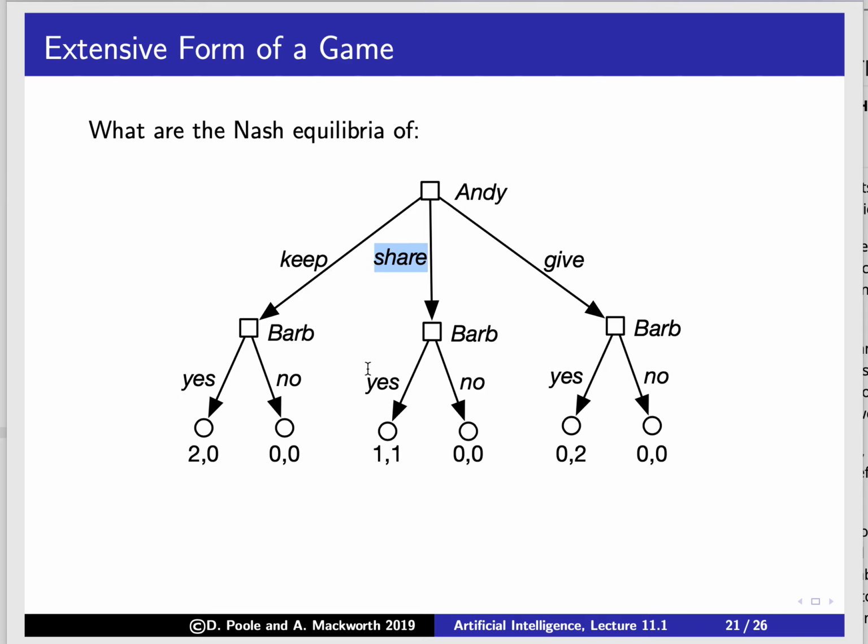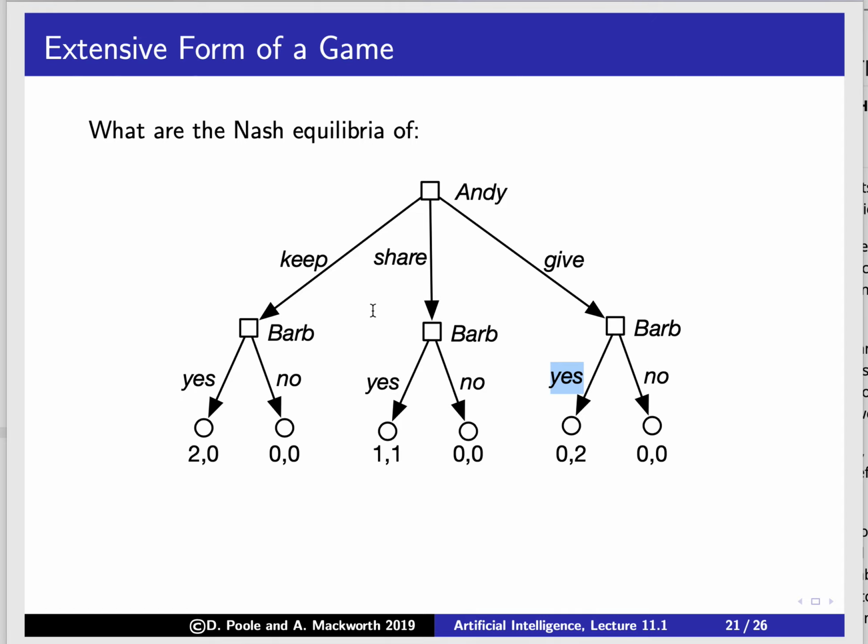So for example, Andy's sharing and Barb's saying yes, but we also have a Nash equilibrium as we've got to work out what Barb would do in other situations as well. So it could be Barb would say no here, yes here, and yes here. Turns out that's a Nash equilibrium. No, yes, yes. So neither of them is prepared to deviate from this policy. So this policy here says Barb says yes here, Barb says no to this.